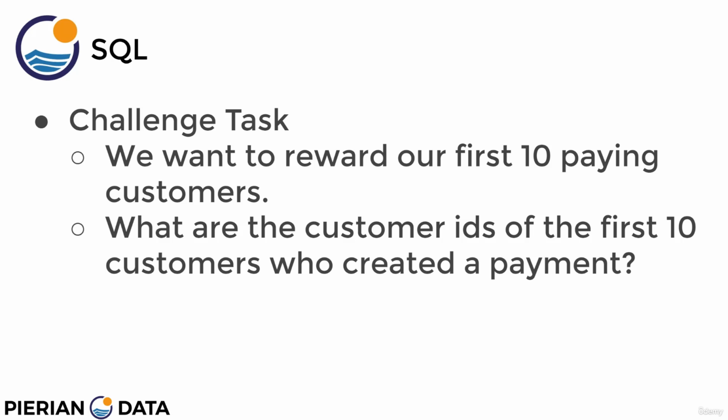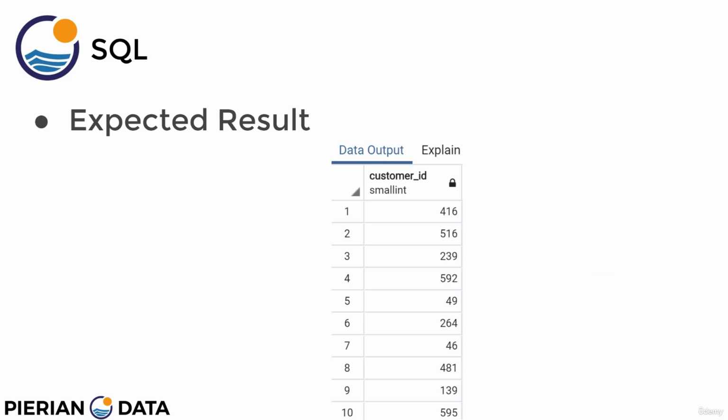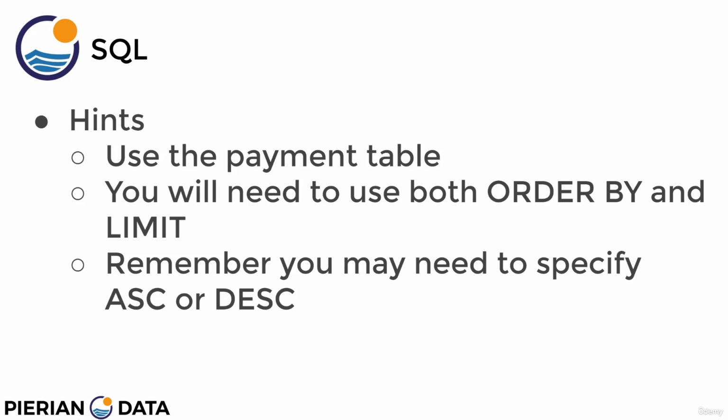Up next is the expected result. The expected result are these 10 customer IDs. Here come some hints. The hint is to use the payment table, and you will need to use both ORDER BY and LIMIT. And remember, you may need to specify ascending or descending on the actual payment date column.